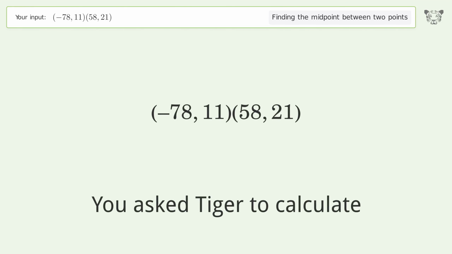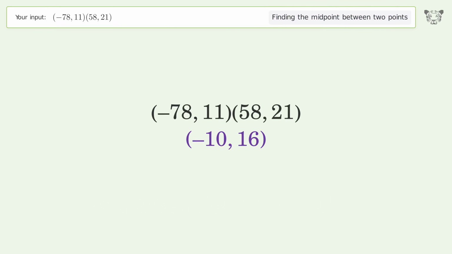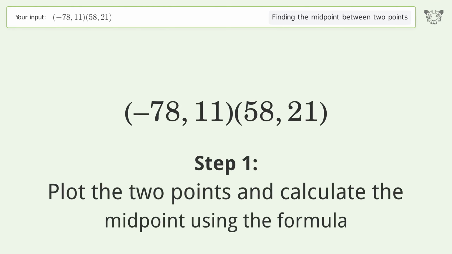You ask Tiger to calculate. This deals with finding the midpoint between 2 points. The midpoint between the 2 points is -10, 16. Let's solve it step by step. Plot the 2 points and calculate the midpoint using the formula.